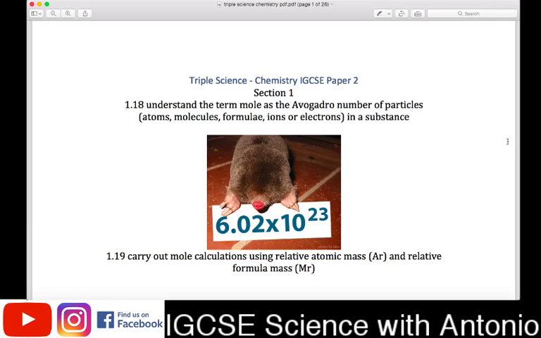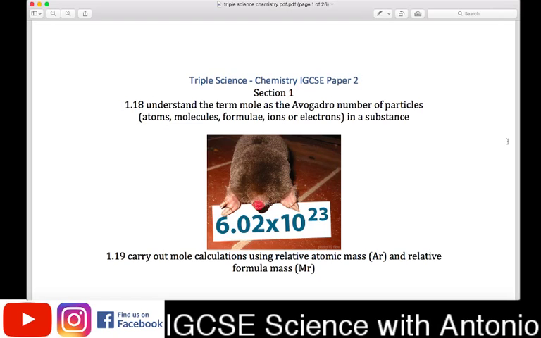For example, let's say they ask you, how many atoms of oxygen are there in 1 mole of oxygen? So it's like this. When you have 1 mole of oxygen molecules, in each molecule there are 2 oxygen atoms. So the answer to that question would be 2 times 6.02 times 10 to the power of 23 atoms of oxygen inside 1 mole of oxygen molecules. Alright, does that make sense? And you have to be able to apply this to ions, electrons, molecules, etc.